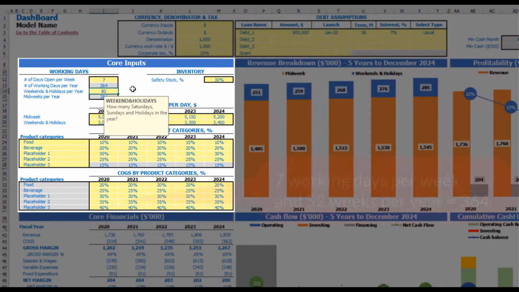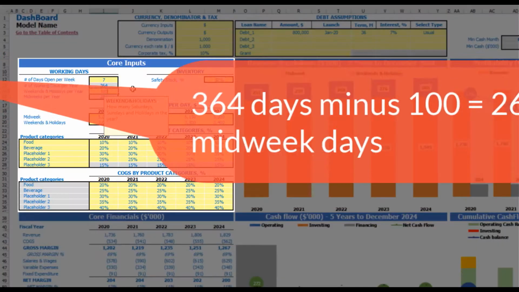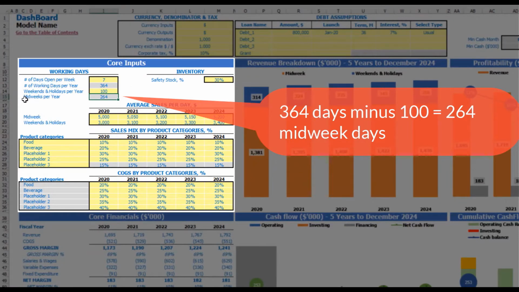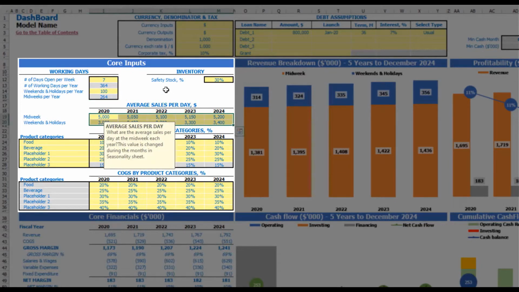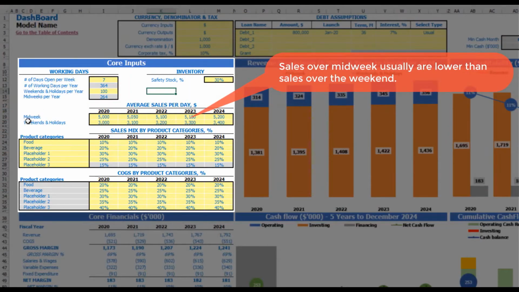Also, you can change the number of weekends and holidays per year. Let's pretend this is 100. So count of midweeks per year is 264. A bit below, you may set up average sales per day for midweek and weekends and holidays.